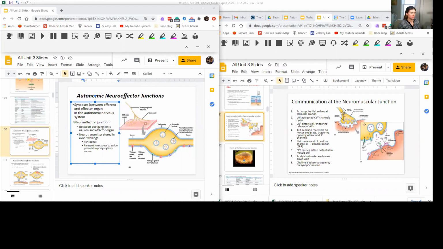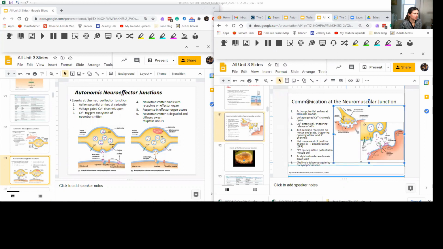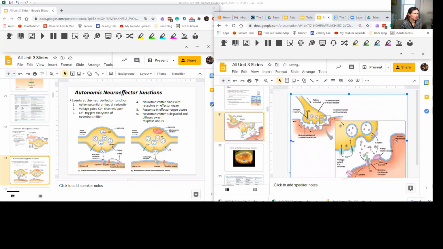We're also going to see a bunch of specific words with the neuromuscular junction that we don't talk about at the neuroeffector junction. At the neuromuscular junction, we have this motor end plate. We talk about an action potential, depolarization. We talk about an end plate potential. Those are all with the somatic nervous system, with this skeletal muscle, with this neuromuscular junction.